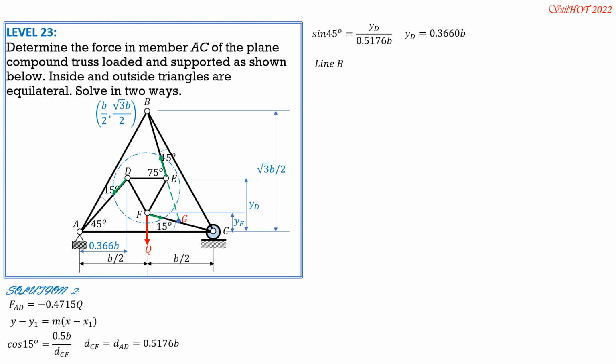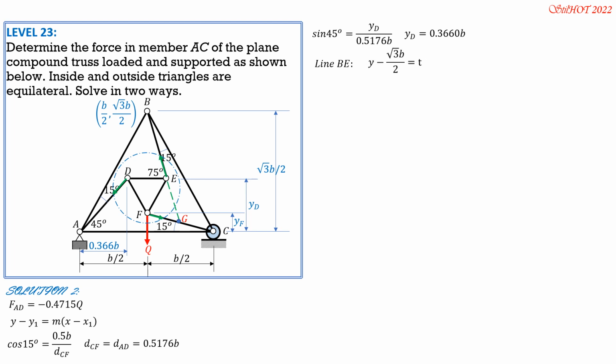Then we need to find the equation of line BE first. Again, the slope of line BE is either tangent 105 or tangent negative 75. It's up to you. They are the same. Use your calculator. Then we select this point as y1, square root of 3b over 2, and x1 is b over 2, coordinates of b.